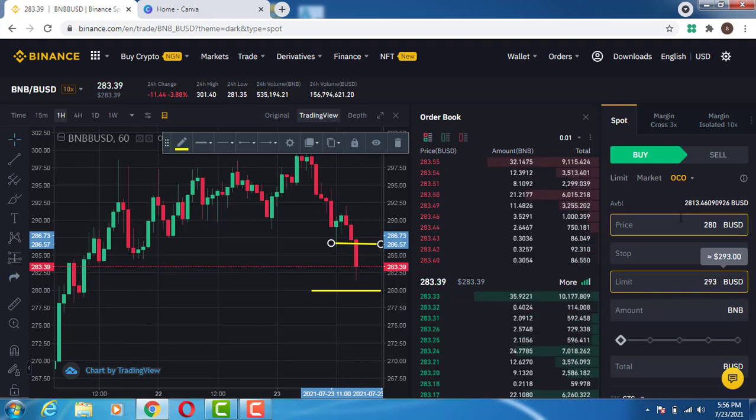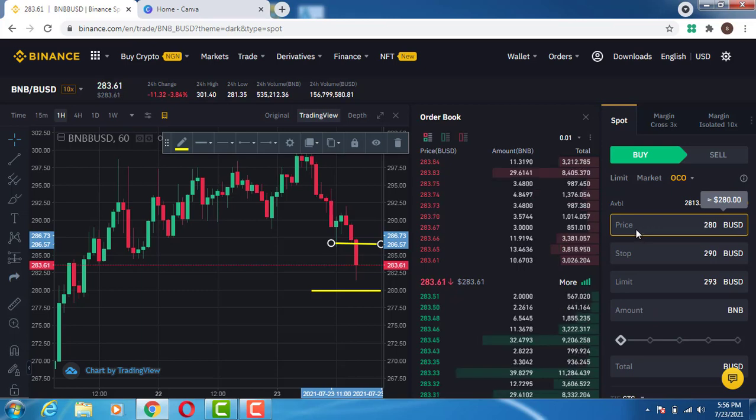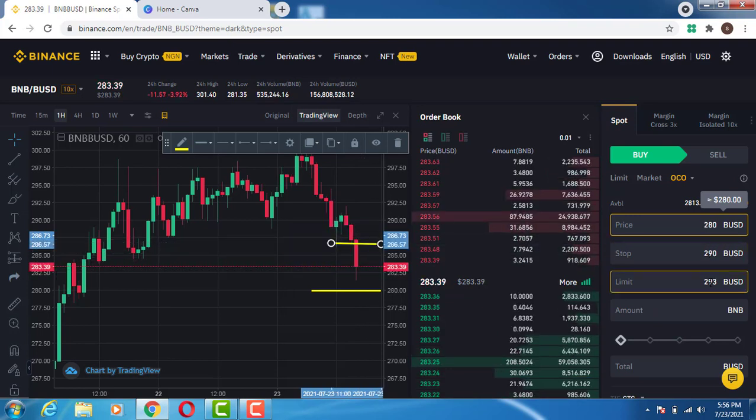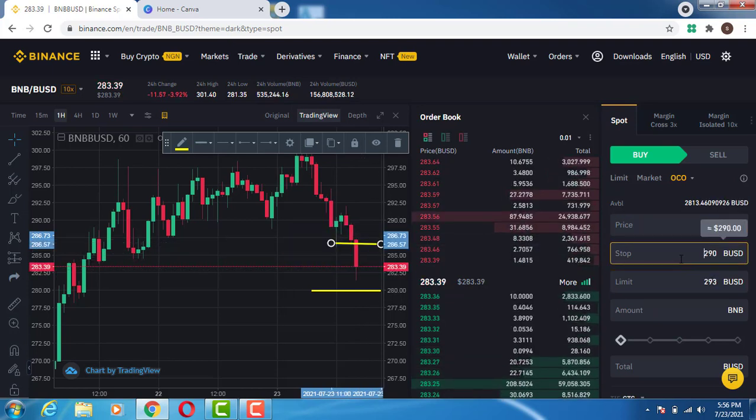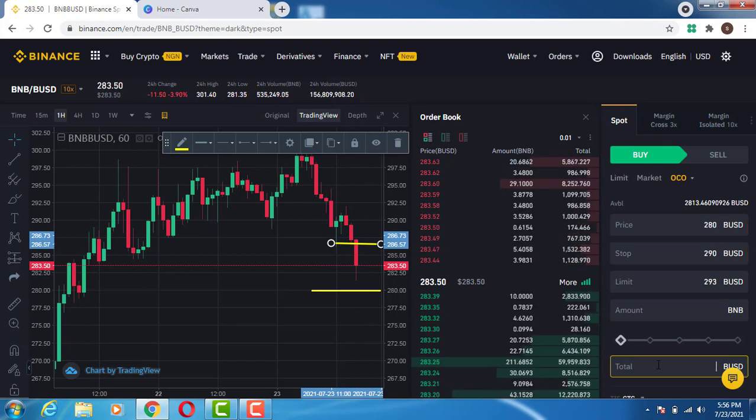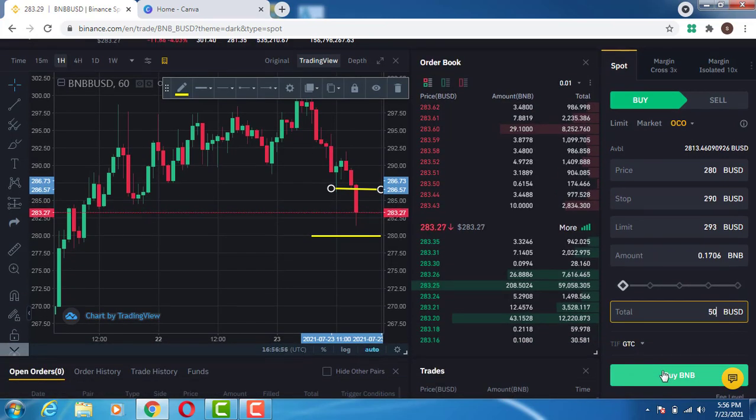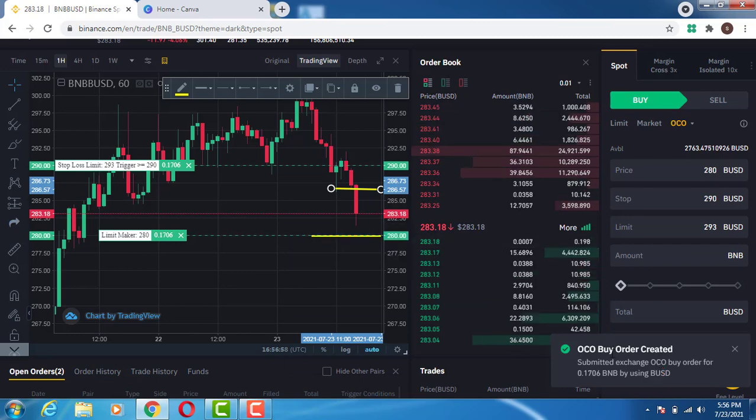If you look at this very order, the parameters must be right. If not, it will not execute. So in this case, the 280 is my limit maker order. If price goes down, I will buy here, and then the other one will get cancelled. Now if price goes up, I will buy at the limit price, while the stop is the trigger price for this particular order. Okay, so by so doing, I will place a sound buy order for OCO. Right here, I will use $50 for this example, and then I will go and place the buy for BNB. You see the order is created.